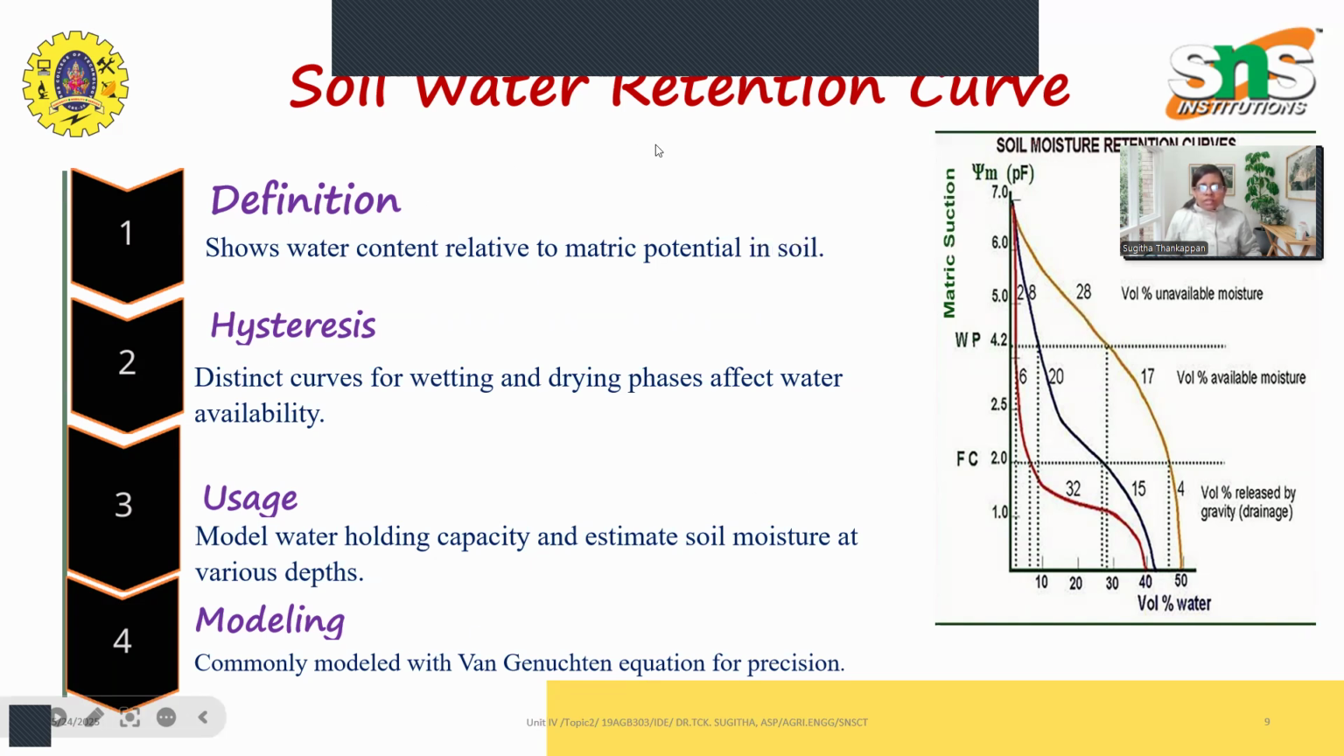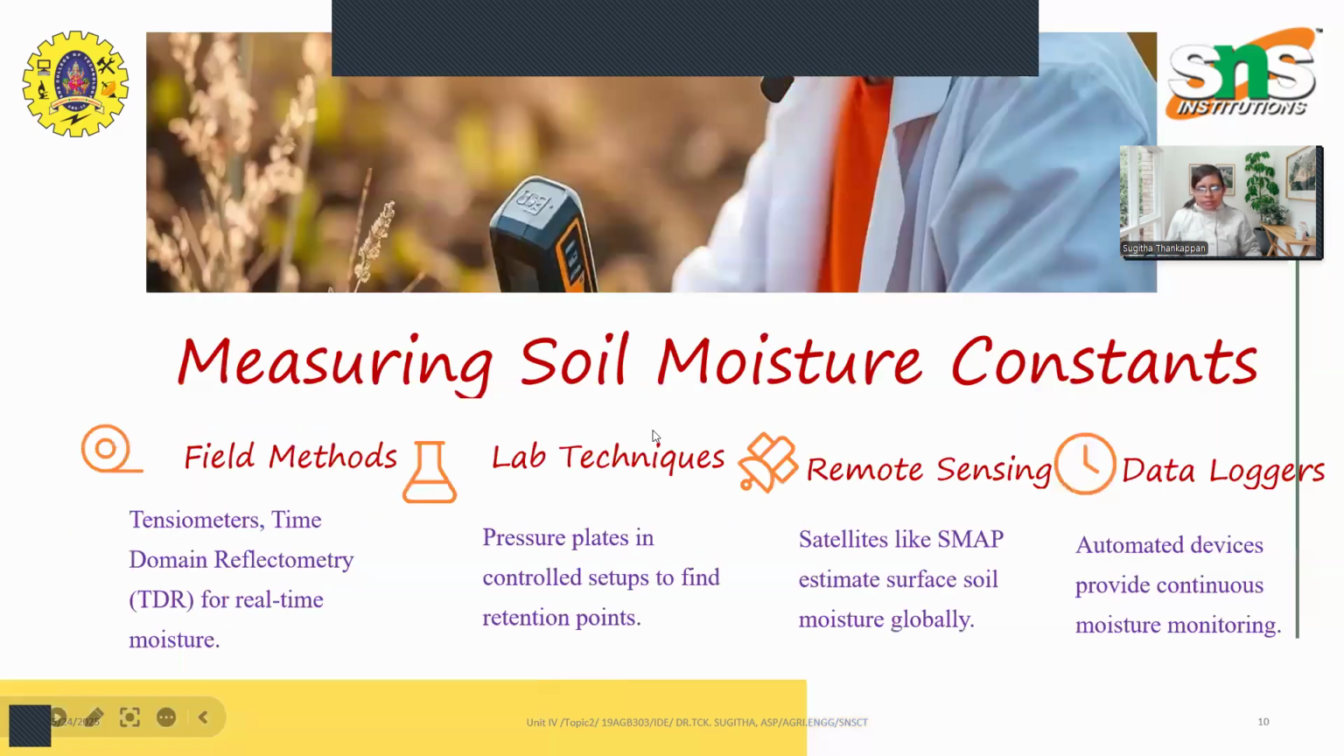Then what is the use of this retention curve? It is useful to model water holding capacity, and you can estimate soil moisture at various depths. You can also design some IoT devices or sensors to estimate the soil moisture based on the soil moisture potential. Modeling can also be done with the Van Genuchten equation for precision irrigation systems, and you can also use some AI models to predict the soil moisture in different areas.